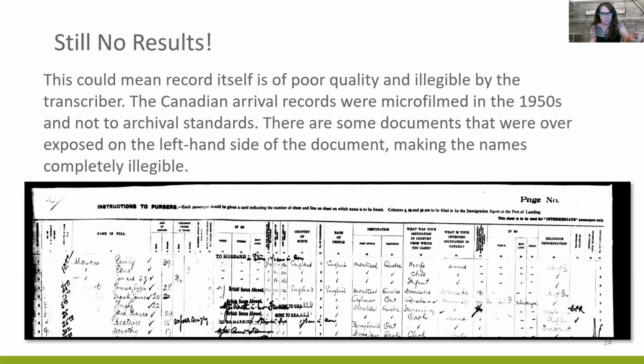Often it is this overexposure on the left-hand side. So in this case, all the given names are pretty clear, but you can't see the last names at all. In other cases where the people are listed given name first, surname second, you're going to see all the surnames and no given names.